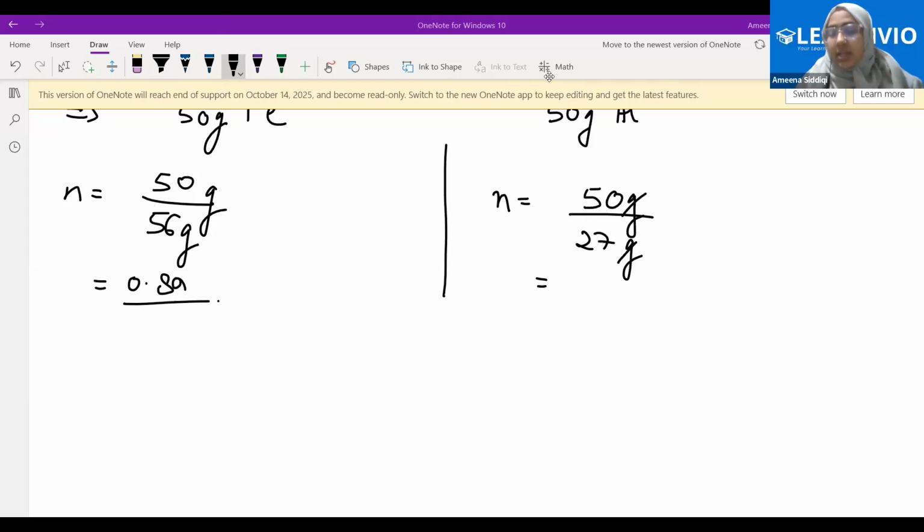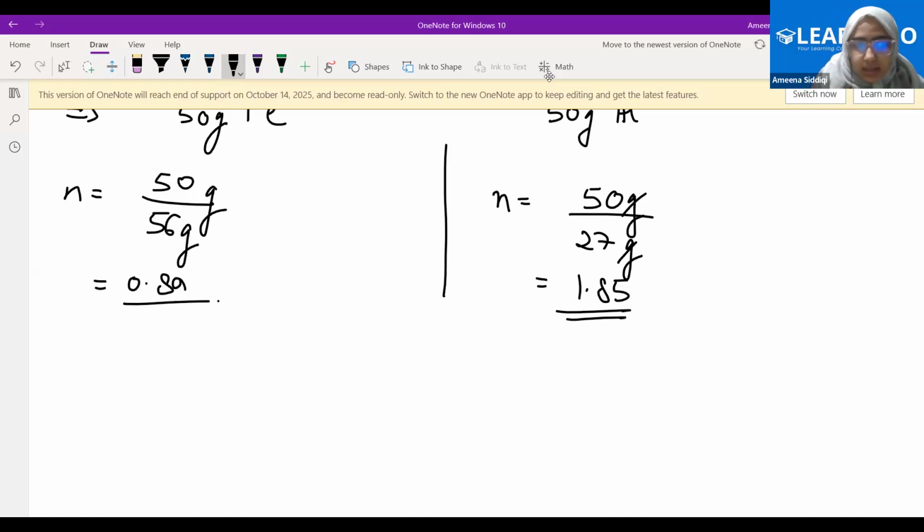So 50 grams divided by 27 grams, what will we get? 1.85 moles. Now clearly, just pay attention here. We have the number of moles for iron in 50 grams as 0.89 moles. For aluminium, for the same mass, that is 50 grams, how many moles do we have? 1.85 moles.